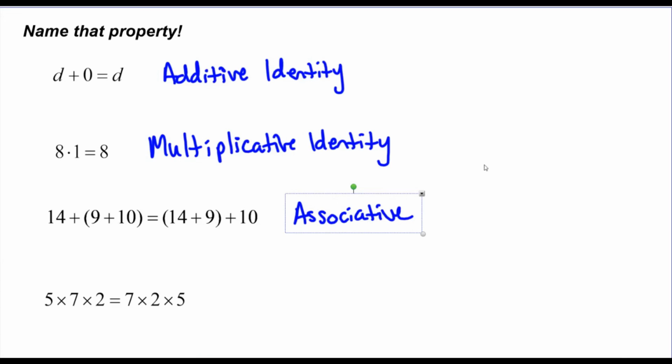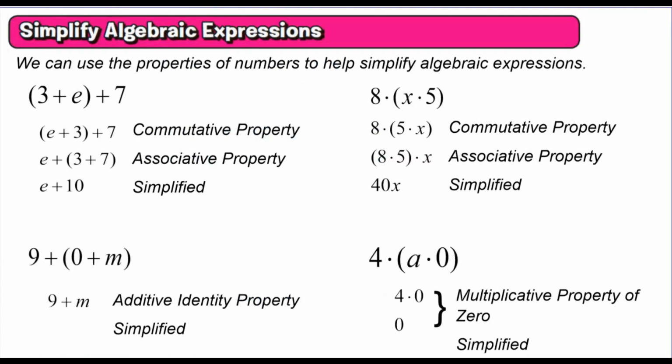And then the last one, 5 times 7 times 2 is equal to 7 times 2 times 5. Here the numbers did rearrange. We're talking about multiplication here, and they rearranged. These products are going to be the same thanks to our good buddy, the commutative property. So that's identifying properties when you see them. And then lastly, we're going to talk about how to use these properties to simplify algebraic expressions.